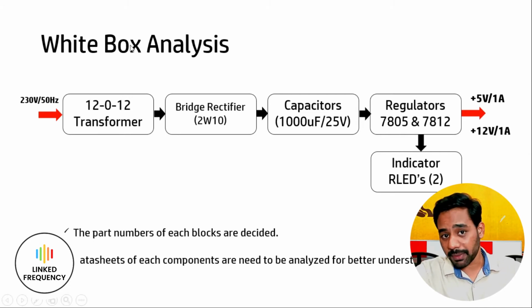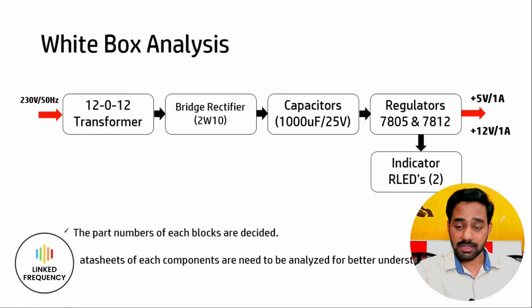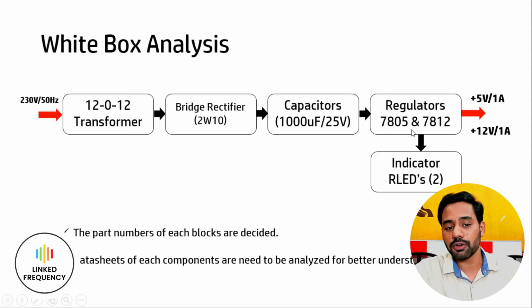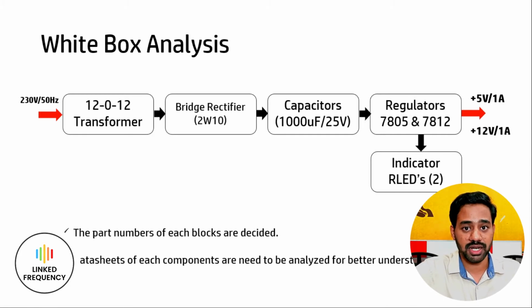Then we will be using a capacitive filter circuit, and the specific value of the capacitor is 1000 microfarad 25 volt at the input circuit. Of course, when we study the data sheet of 7805 and 7812, we will get to know the specific capacitors that we need to use at the input side and at the output side, which we are going to accommodate in the schematic design activity.